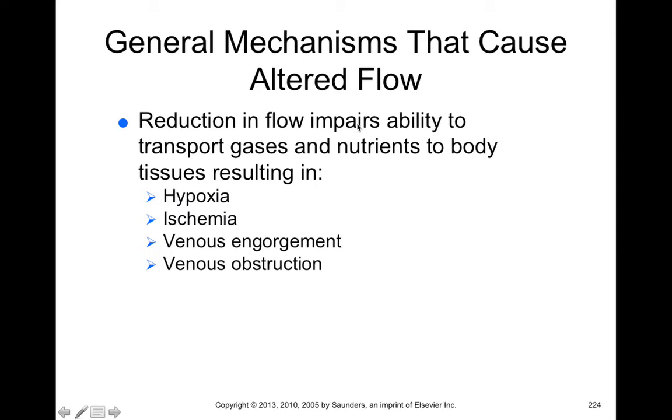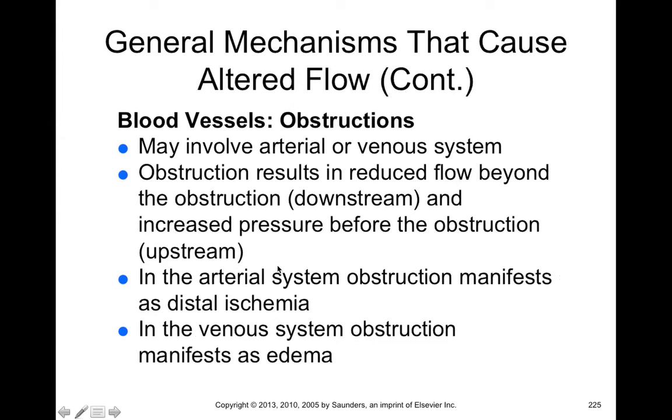Now, a reduction in blood flow can impair the ability of proper gas transport and nutrients to body tissues. So if blood flow is reduced, then we could see things like hypoxia, which is low oxygen in tissue, ischemia, which would be a lack of blood flow to a given tissue, and this can lead to things like venous engorgement or venous obstruction. If blood vessel obstructions do occur, this can occur in both arterial or venous systems, and these obstructions will lead to reduction in blood flow downstream or beyond that obstruction.